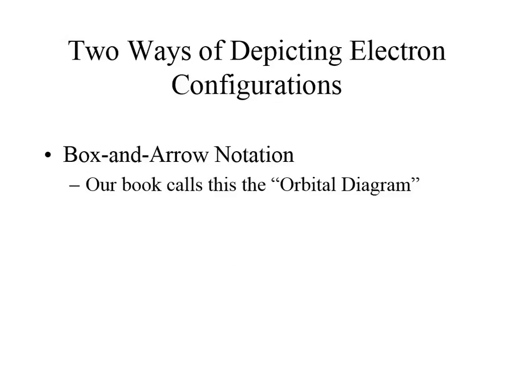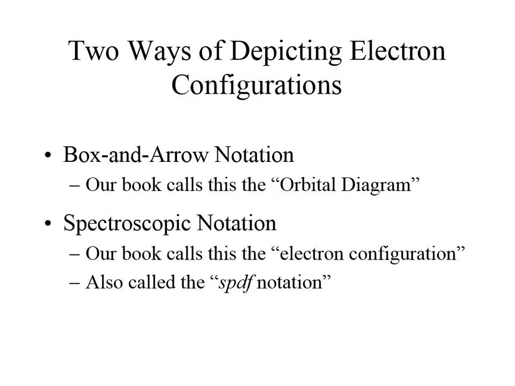Two ways to say how electrons are hanging out. This right here is called box and arrow notation: box for the orbital and arrow for the electron. This is box and arrow notation. Now, this is what I call the hand cramp method of saying how the electrons are configured. It gives my hand a cramp. Okay, there's an easier way, and the easier way is spectroscopic notation.